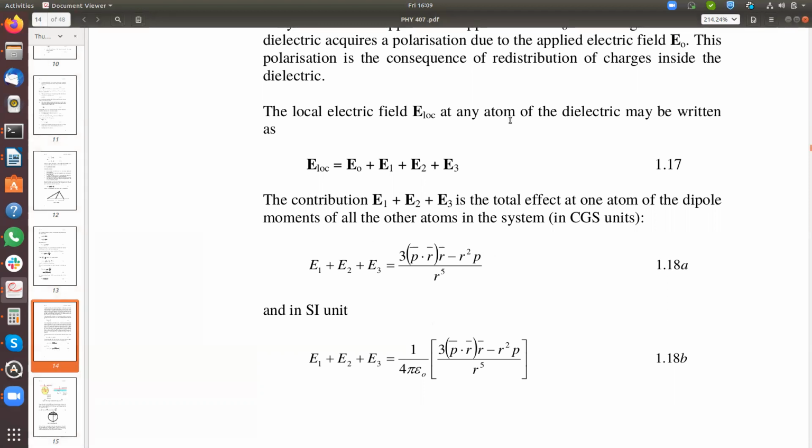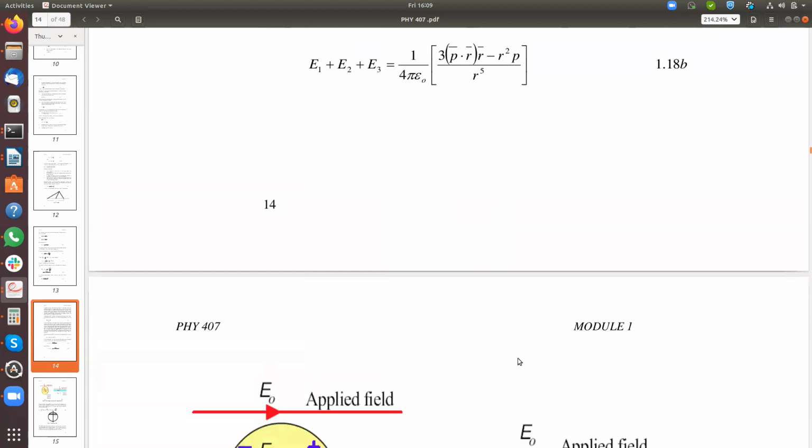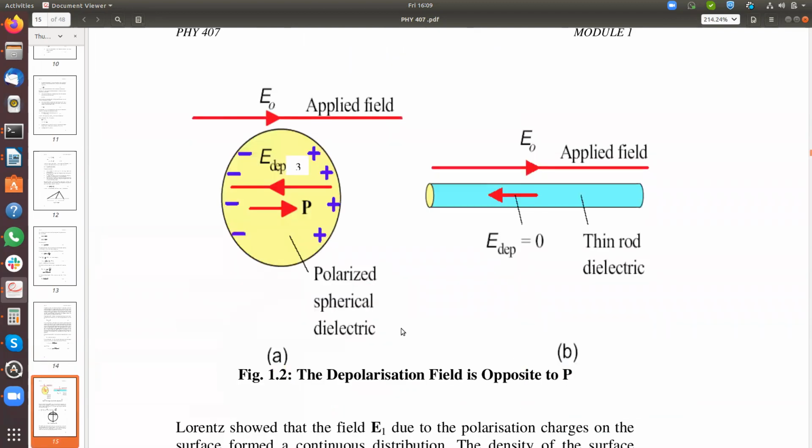Is that taken? Okay. Now, if you rewrite this expression in SI units, which is the standard international units we are using, E1 plus E2 plus E3, we have this expression. The only thing that comes into this is that we introduce 1 over 4 pi epsilon naught, which is equation 1.18b. So now this is the figure we are referring to.